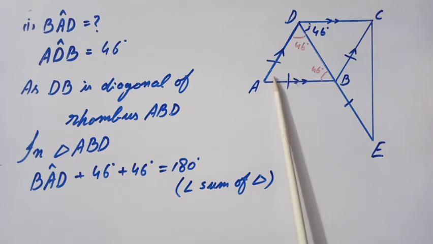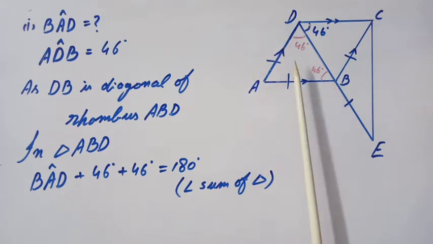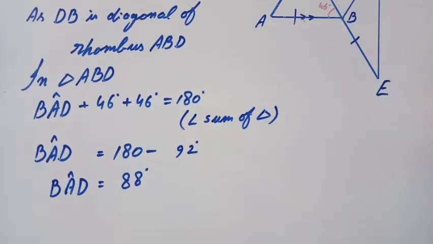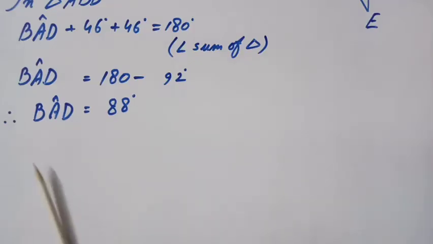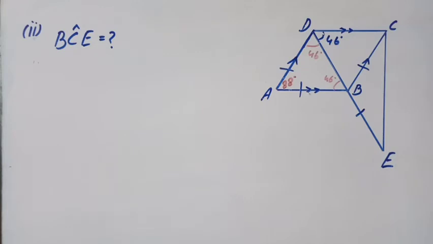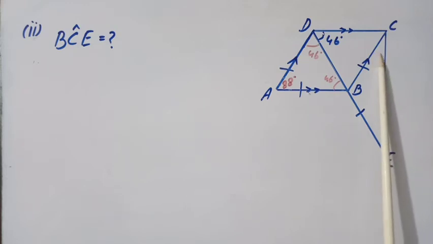this angle at the point A, BAD, plus 46 plus 46 equal to 180 degree. Why? Because angle sum of triangle, right? Now solve it algebraically to find out the angle BAD. So BAD equal to 88 degree. Hence the angle BAD we have calculated as 88 degree. Now in the second part, we have to find out angle BCE. This angle at the point C we have to find out.